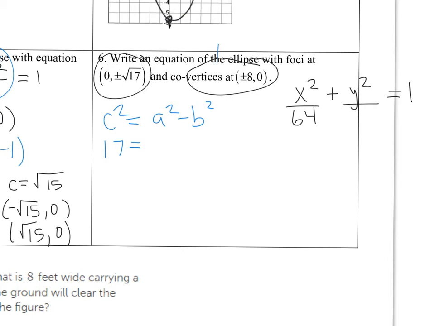now the co-vertices are going to be a smaller amount than underneath the vertices. So this y squared is going to be bigger, so I'm going to write a squared minus 64, because that's b squared right there. If I add 64 to each side, I'm going to have a squared equals 81. So this is 81.